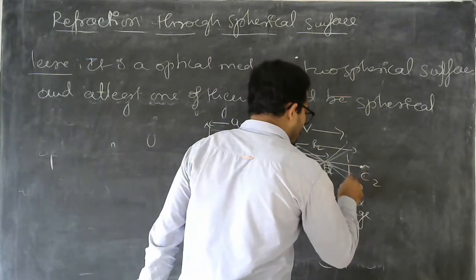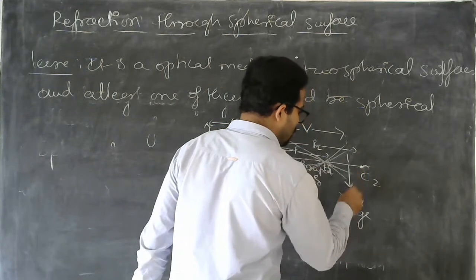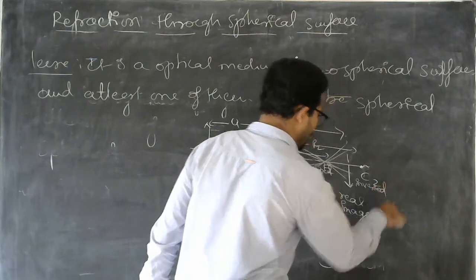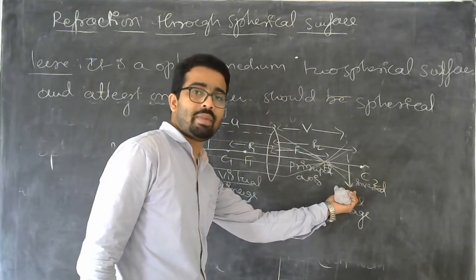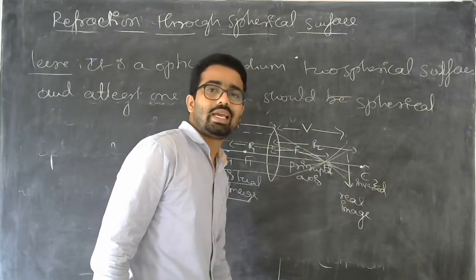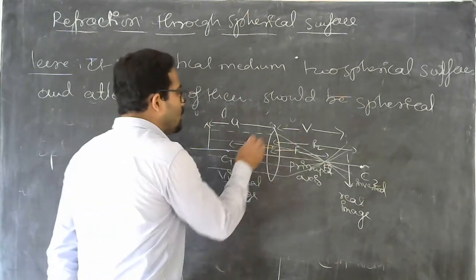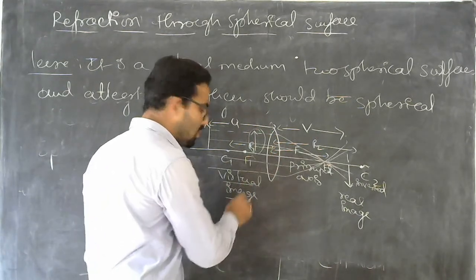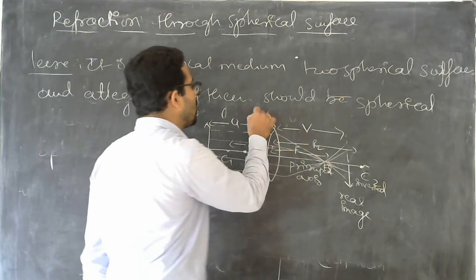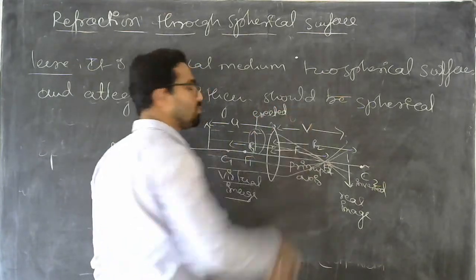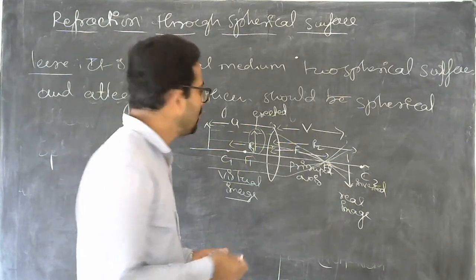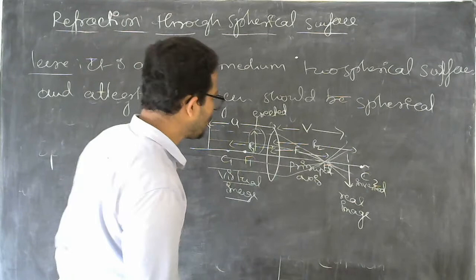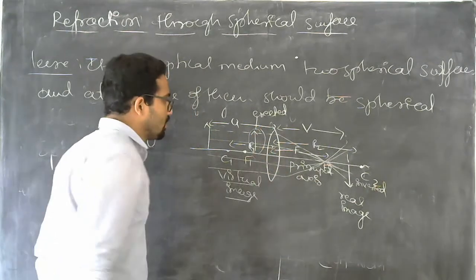And if the image is like this, then it is known as inverted. If the image formed over here is like this, which is a virtual image, then this image is called an erect image. Okay? Which is not inverted. So such images are called erect images.